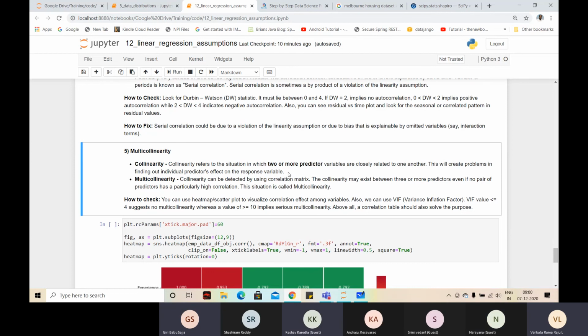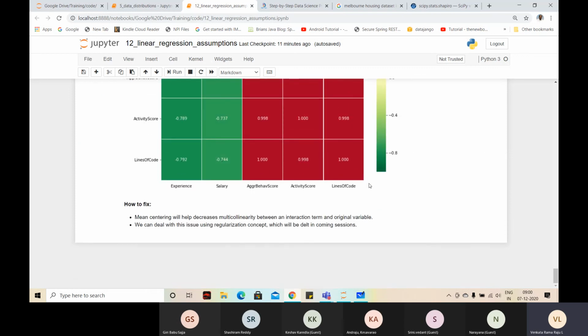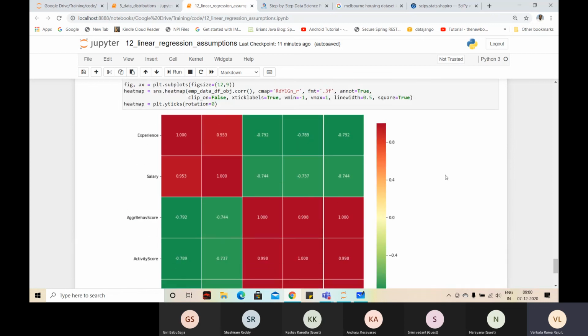If there is correlation within input variables, there may be a correlation between the output variable and input variable, we don't know, but within input variables, and that too between more than two input variables, we call it multicollinearity. Multicollinearity basically will not harm your prediction, the model's predictive power. But for feature selection, it is a problem.